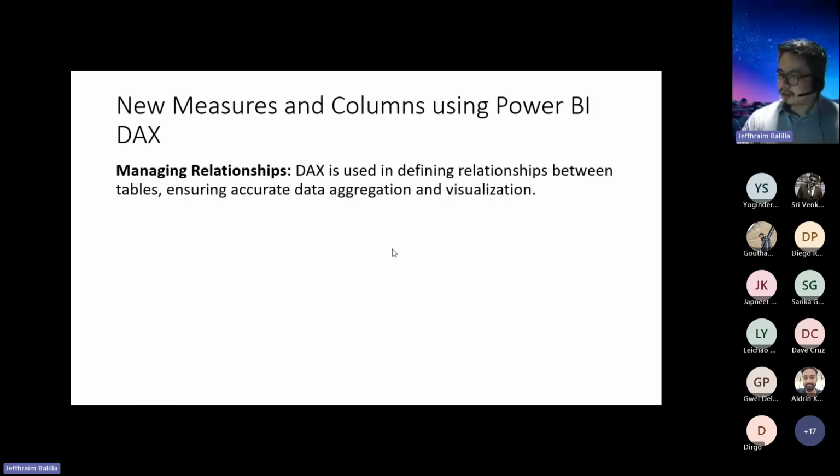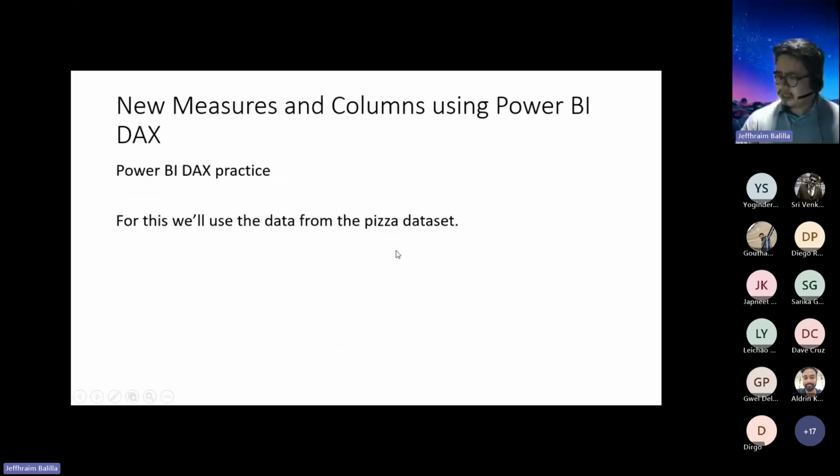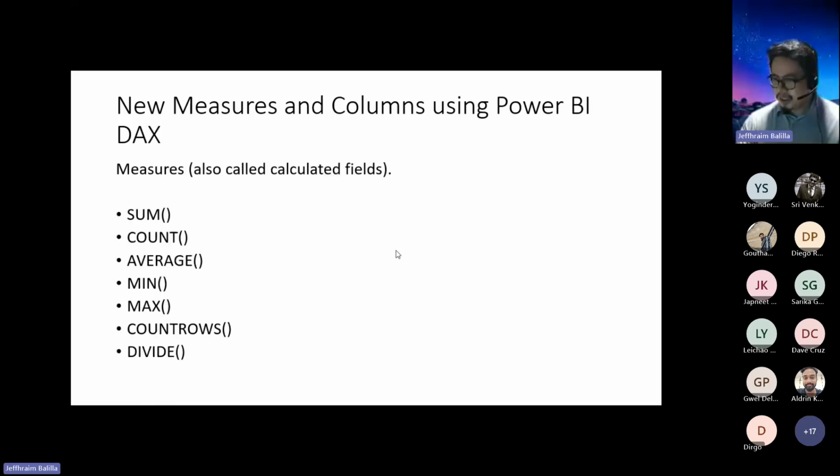Okay, so I'll be showing you some examples, and you can practice it through the pizza data set that you can find in the link that I've sent you. So here we will be trying this set of measures. How can we apply this and generate new measures, new calculations in Power BI?